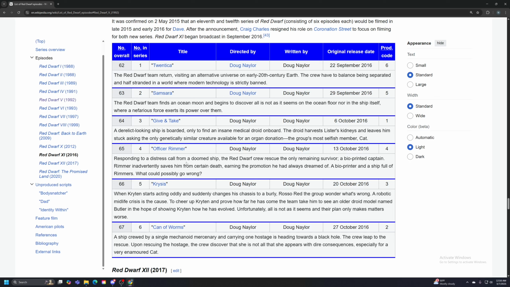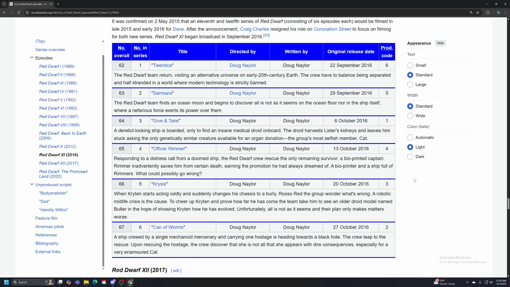Alright, episode 4. Responding to a distress call from a doomed ship, the Red Dwarf crew rescue the only remaining survivor, a bioprinted captain. Rimmer inadvertently saves him from certain death, earning the promotion he had always dreamed of. Bioprinter and a ship full of Rimmers. What could possibly go wrong?